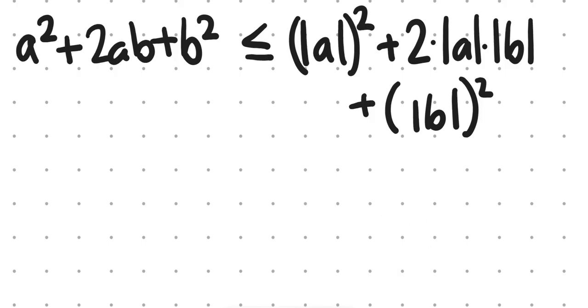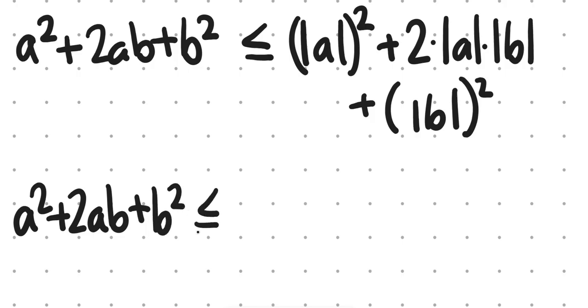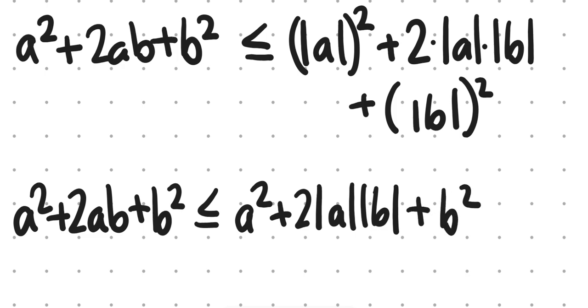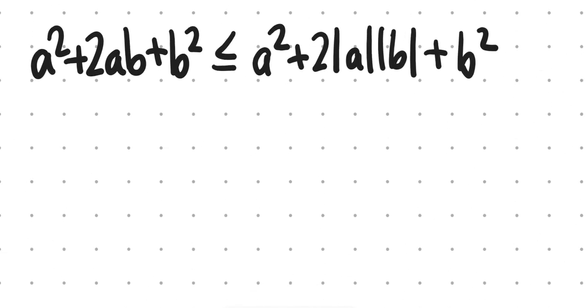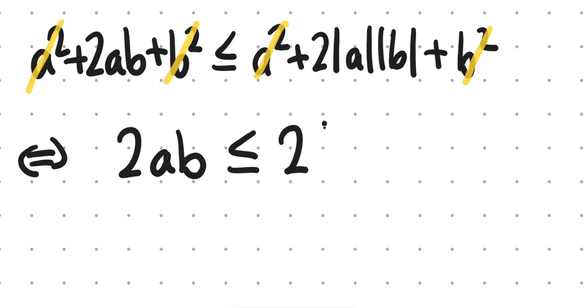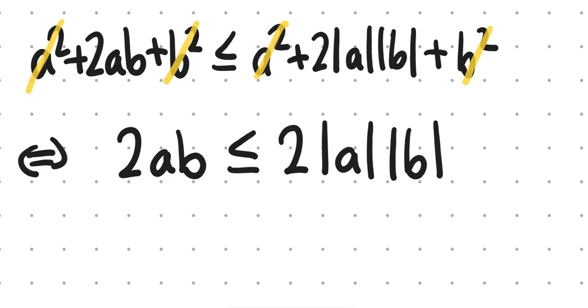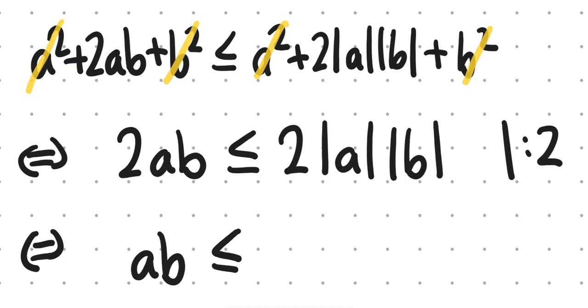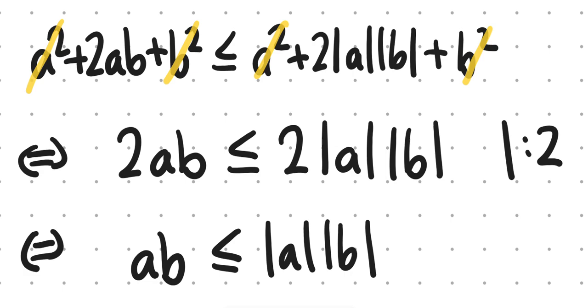So we can say A squared plus 2AB plus B squared is smaller or equal to A squared plus 2 times the absolute value of A times the absolute value of B plus B squared. And since we have this inequality, we can subtract A squared and B squared on both sides, since we have the same thing on both sides. Finally, we would have 2AB is smaller or equal to 2 times the absolute value of A times the absolute value of B. Since 2 is not 0, we can divide by 2 and we will have AB is smaller or equal to the absolute value of A times the absolute value of B.